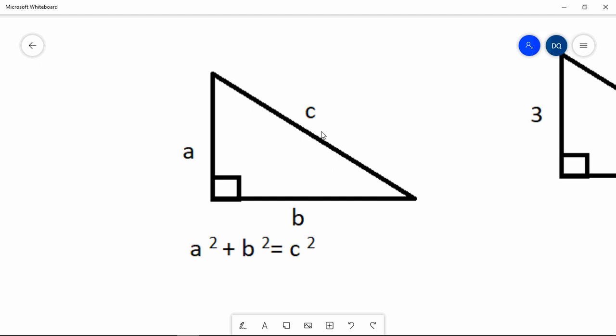Now keep in mind this only works if you have a right angle triangle. There's a way of modifying it to work for all triangles. We call that the cosine law, but you'll learn that much later. So let me show you how this works with a practical example here.